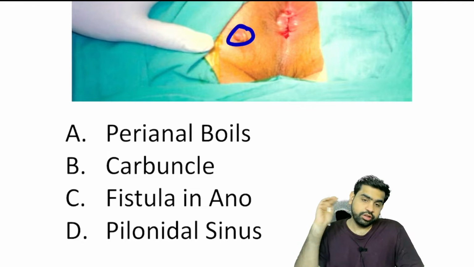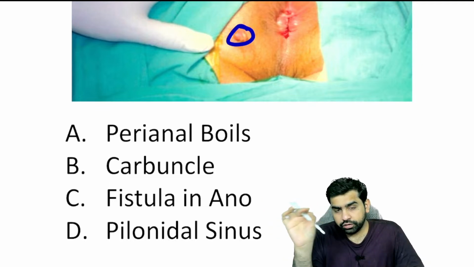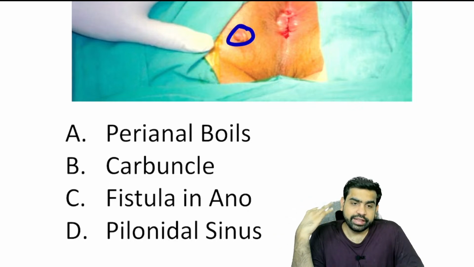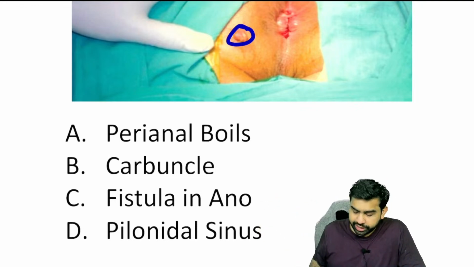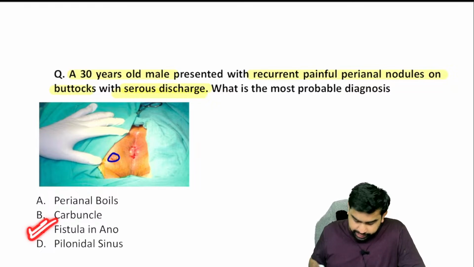In pilonidal sinus, the history is going to be that there is a truck driver who is having a sinus in the midline, in the sacrum region, and that is the characteristic thing of a pilonidal sinus. Over here, the answer is fistula. So this is a fistula in ano, guys. Please remember this. The answer over here is a fistula in ano.